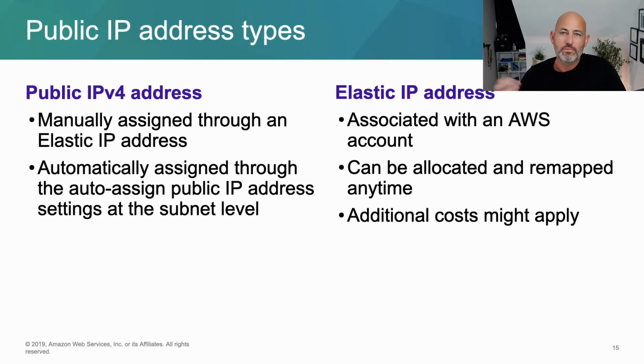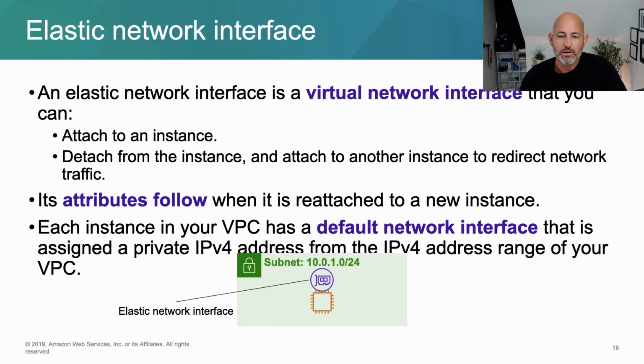And the reason for this would be, especially in the case of DNS hosting, you don't want to be swapping up constantly and changing the underlying IP address, because you want the host name to map to a static IP address. So Elastic Network Interface is a virtual network interface that you can attach to an instance and detach from an instance and attach to another instance to redirect.